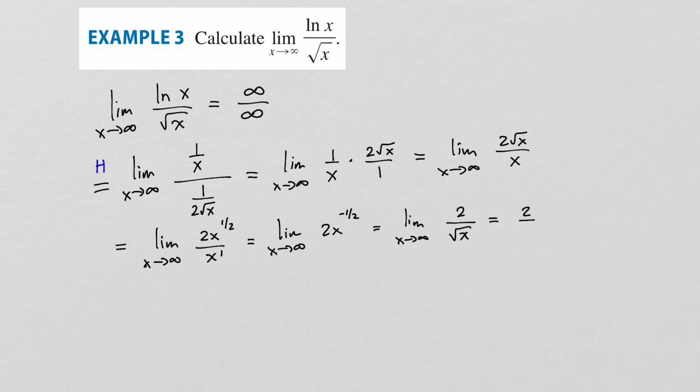And this is essentially 2 divided by infinity, which we know is 0, right? If you have a constant divided by something that is getting extremely large, we know this limit is 0. So if you can simplify your expression after applying L'Hopital's rule, you should go ahead and do that. Don't just keep applying L'Hopital's rule when you have an opportunity to simplify.